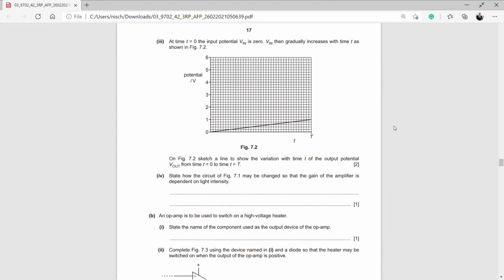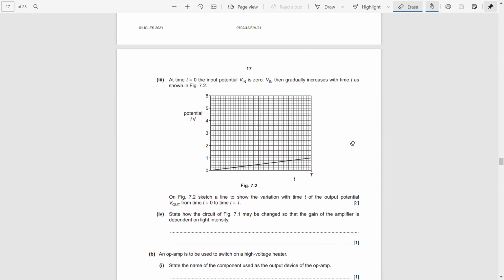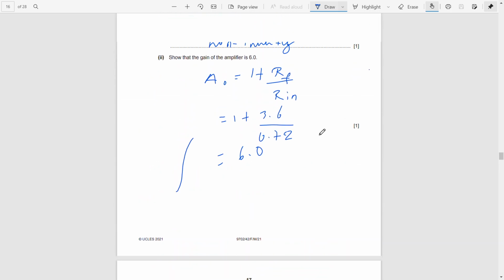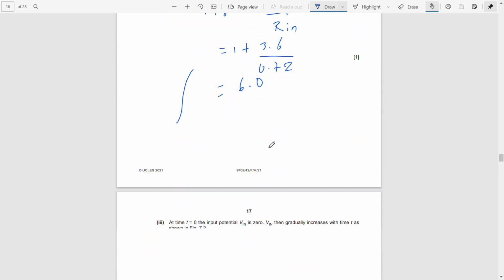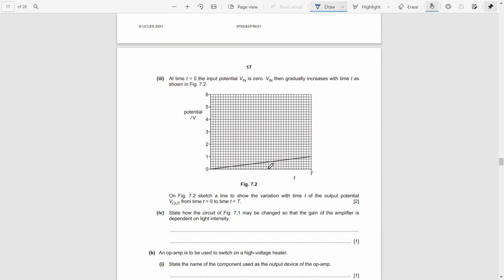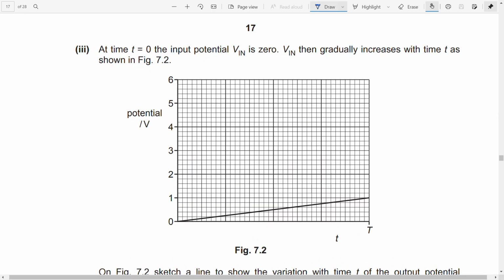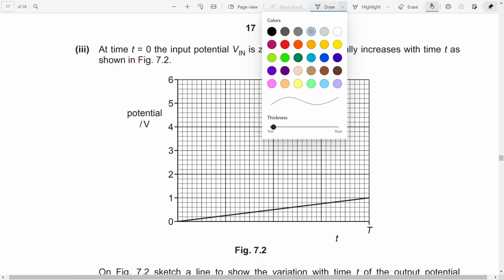So what is asked in these questions? Let's see. At time equals to 0, the input potential V in is 0. V in then gradually increases with the time t as shown in figure 7.2. So how much gain do we have? 6.0 gain. So in these questions, first let's zoom in. Alright, pen selected.